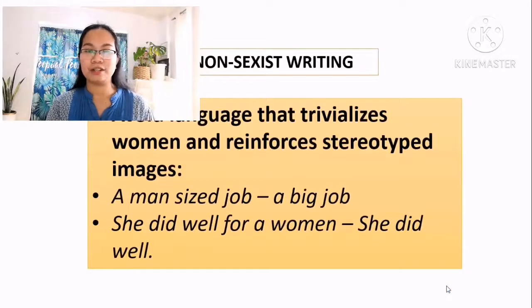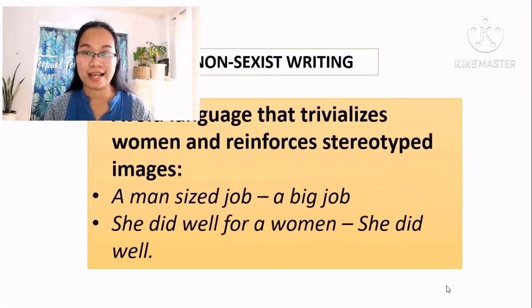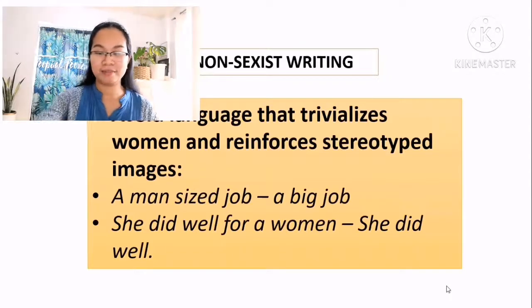Avoid language also that trivializes women and reinforces stereotyped images, like a man-sized job. Pag sinabing man-sized daw, it's a big job. So just use a big job, hindi na yung a man-sized job. She did well for a woman. So parang minamaliit ka niya bilang babae. You can just mention she did well. Huwag na yung she did well for a woman. Okay?